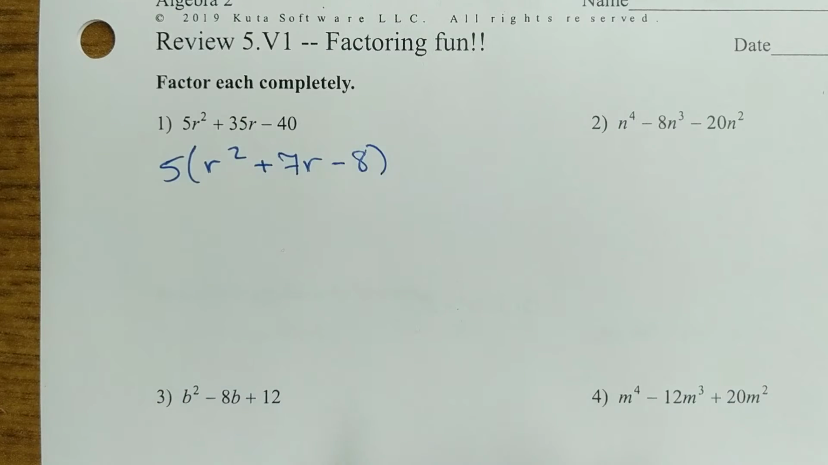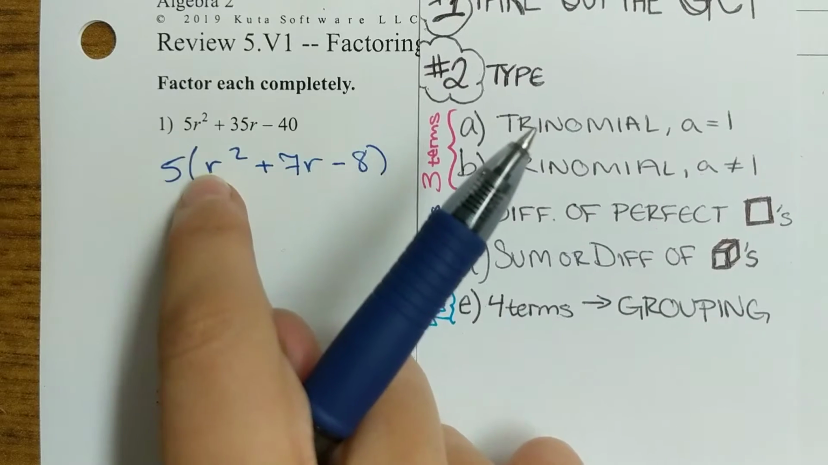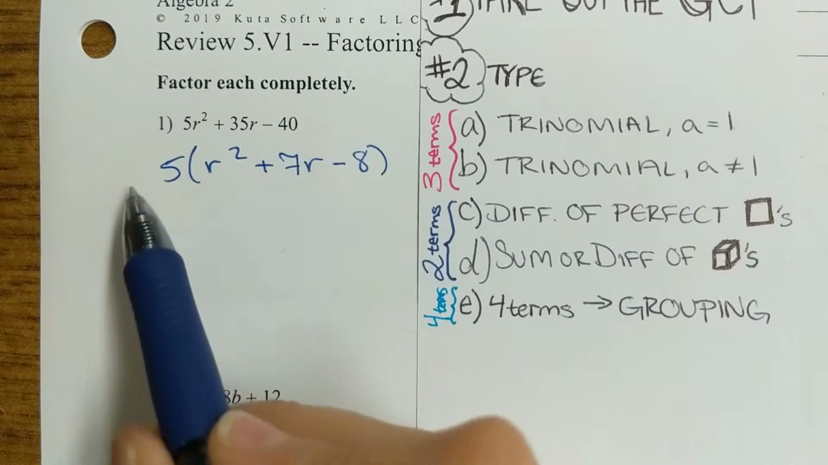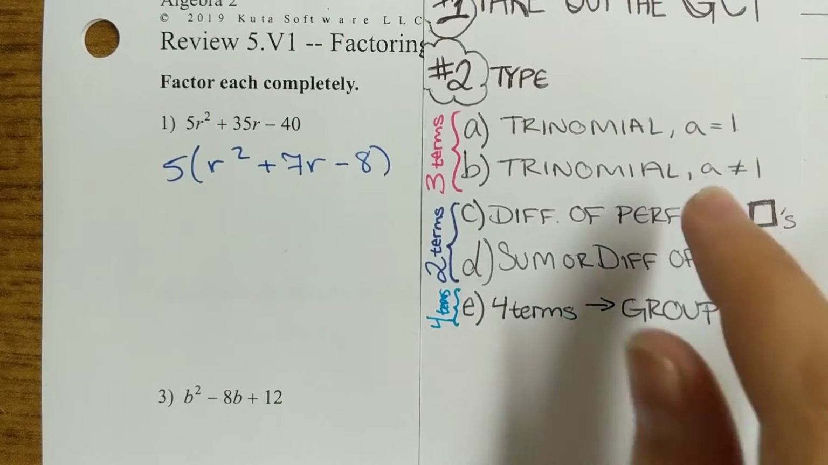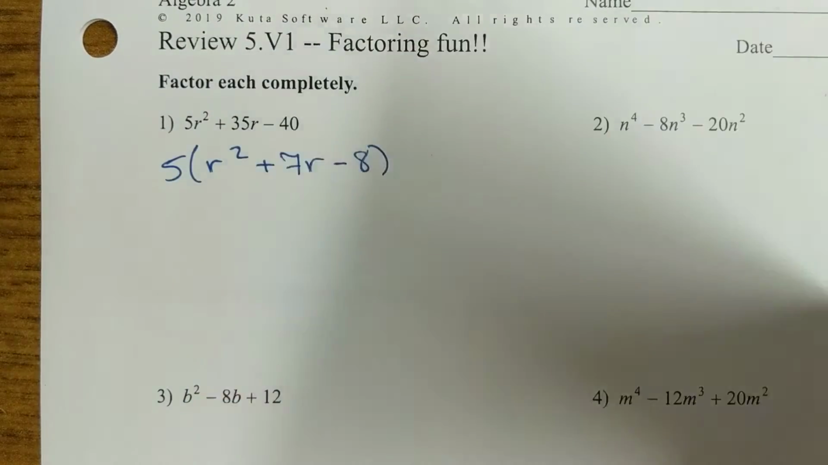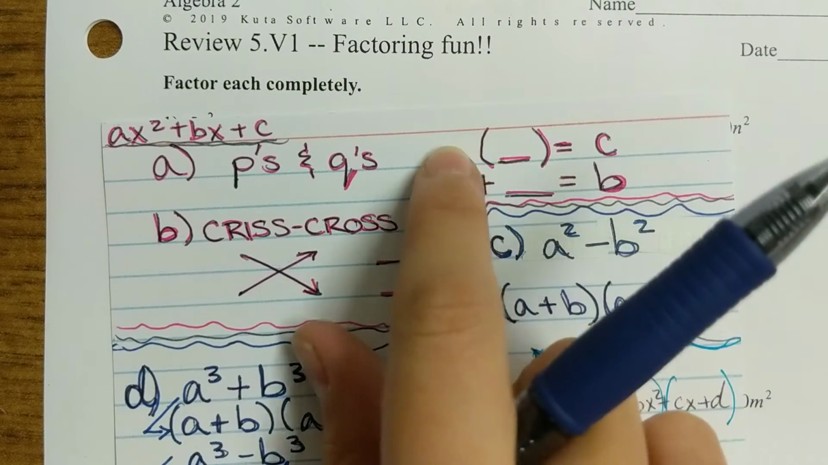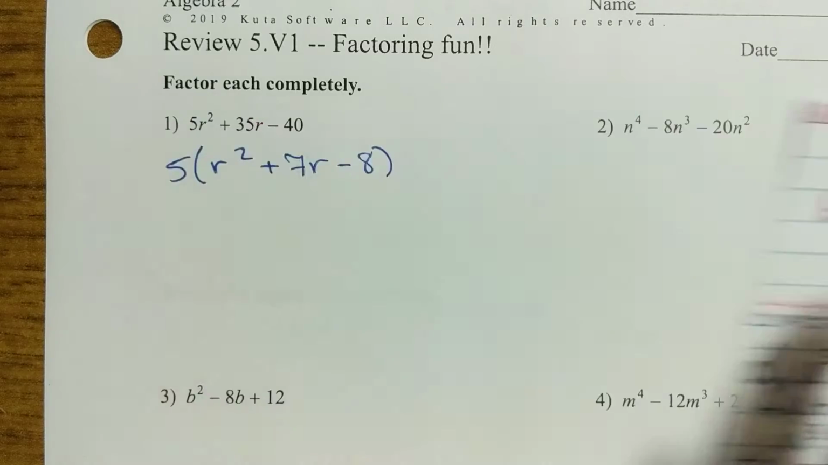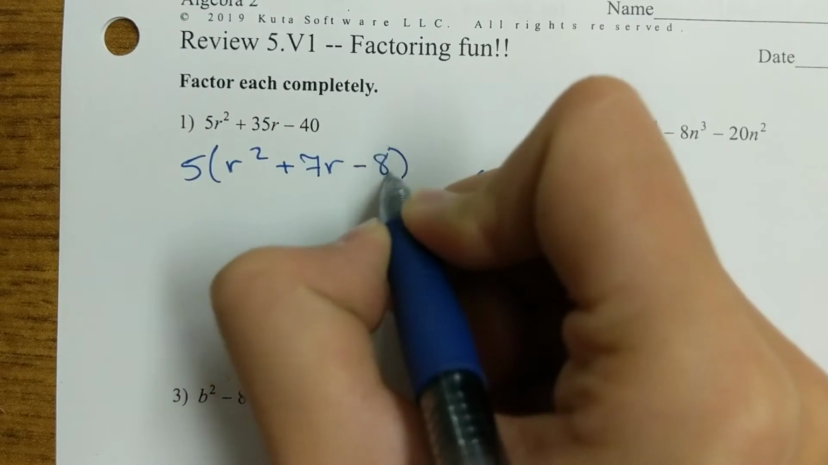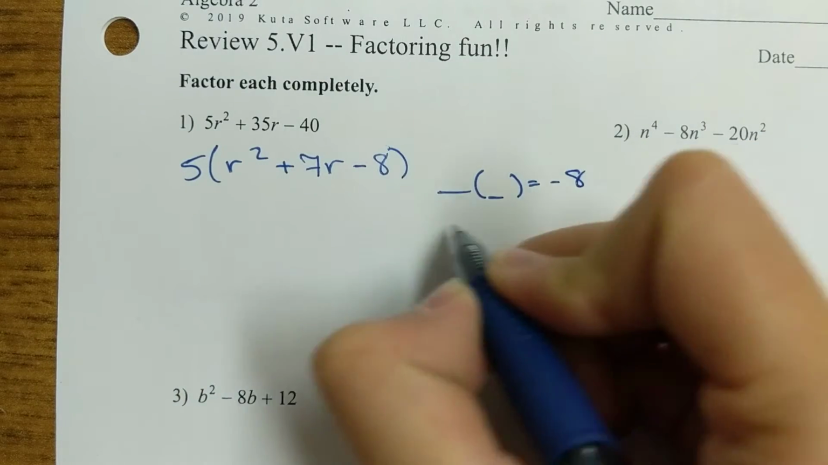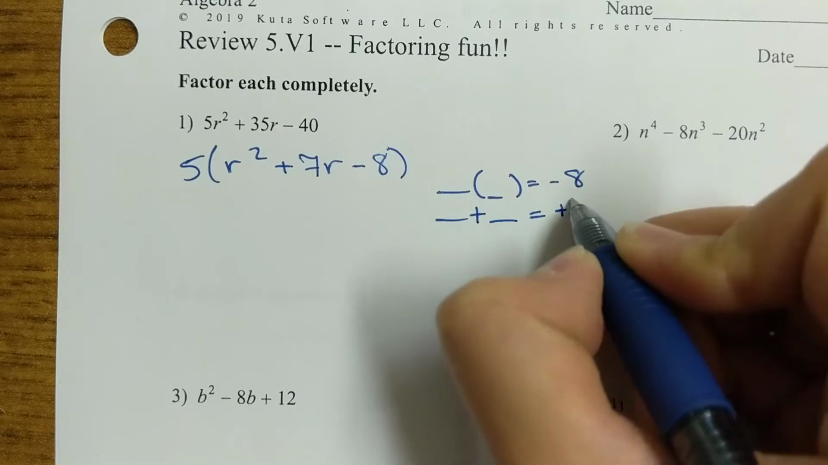Now, what do I have? I have a trinomial where a, the number in front of the squared term, is 1. It was 5, but since we took out the GCF, that makes our life so much easier. So when a is equal to 1, we can use the P's and Q's method. Two things that multiply to give you C and add to give you B. So 2 numbers that multiply to give you C, which is negative 8, and those exact same numbers need to add to give you positive 7.